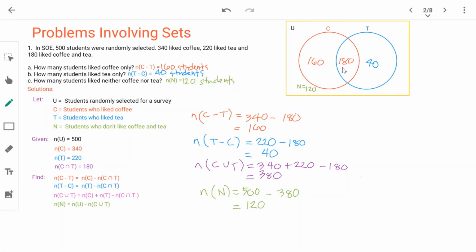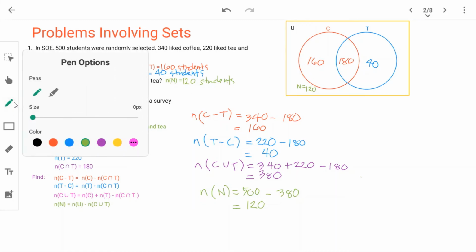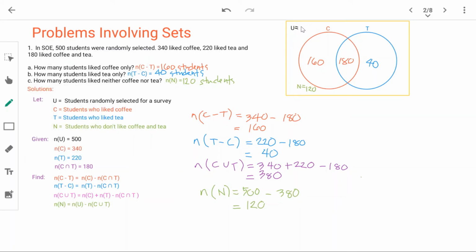So if you're going to sum up all the numbers in this Venn diagram, so this is 160 plus 180, that is equal to 340, plus 40, that is equal to 380, plus 120, all of them sums up to 500, which is the universal set. These are the students who were randomly selected for this particular survey. Okay, I hope you understand this lesson, particularly this example.